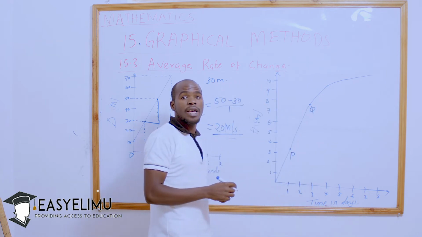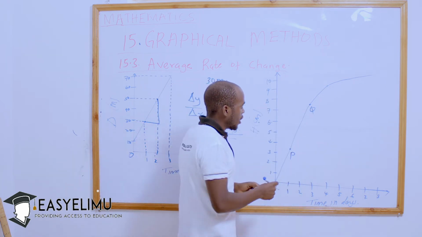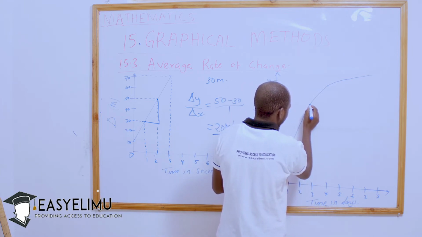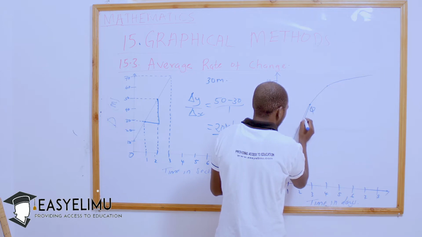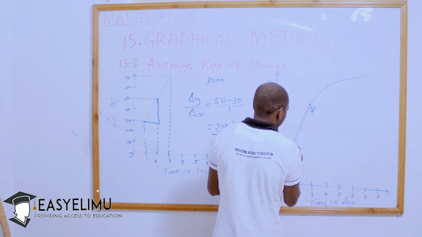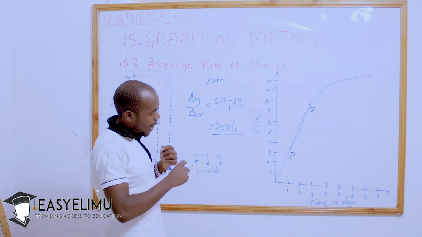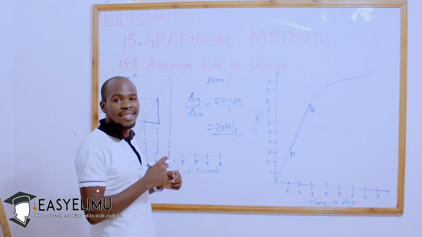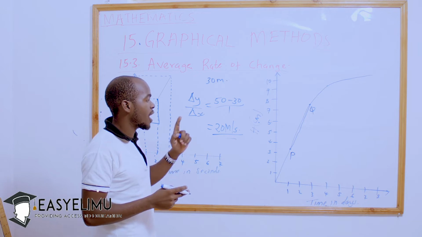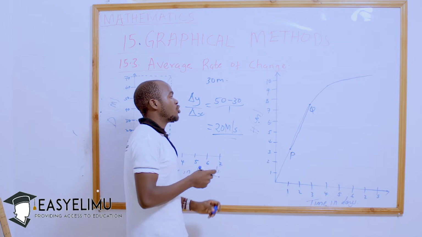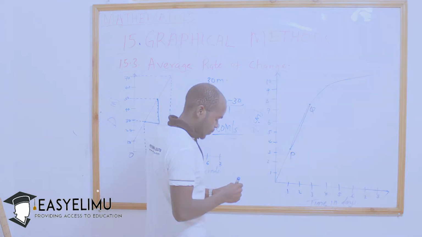Select another one, call that one Q. And if we find the rate of change here, though it may look like a straight line, if you construct it you will find it's not a straight line. It has a steep slope, but it's not a straight line. So we shall find the rate of change between the 2 points, that is P and Q.